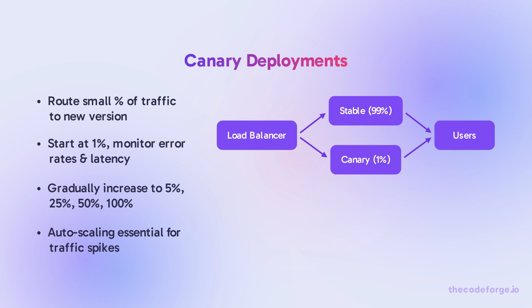Canary deployments reduce risk by routing a small percentage of traffic to the new version before a full rollout. Start with 1% of users, monitor error rates and latency, then gradually increase. The magic is in the traffic splitting. You need a load balancer that supports weighted routing.